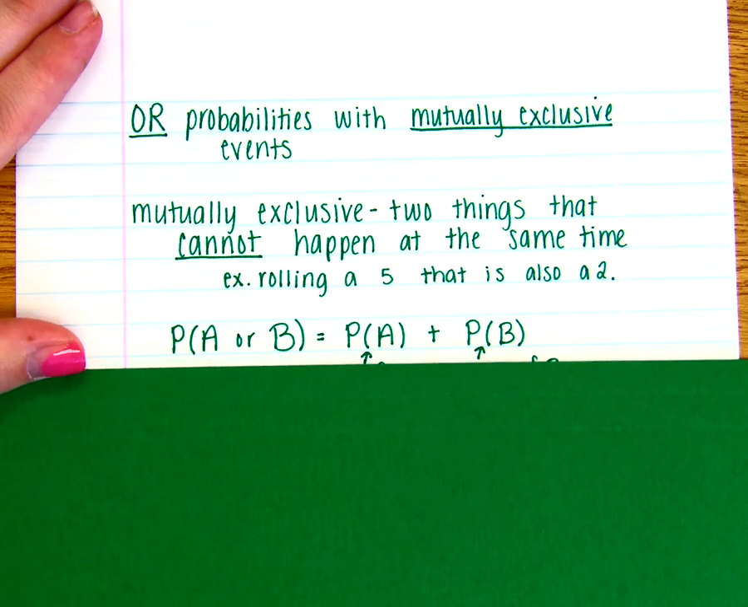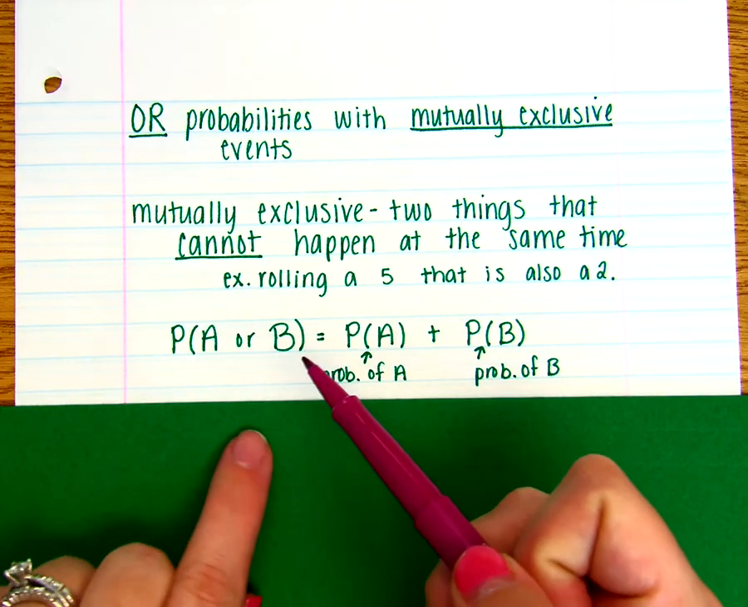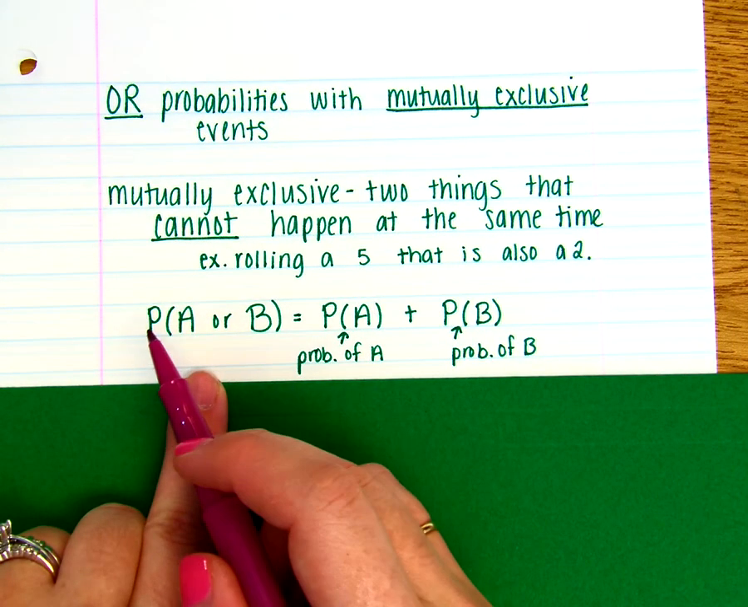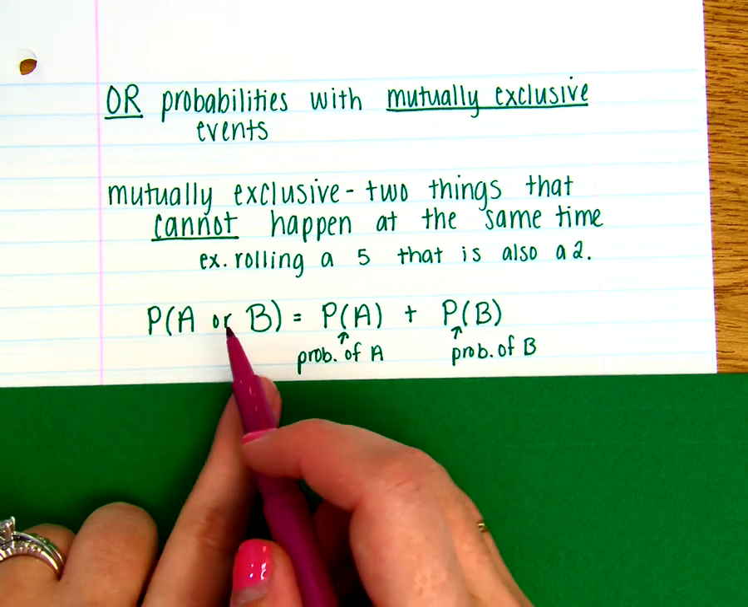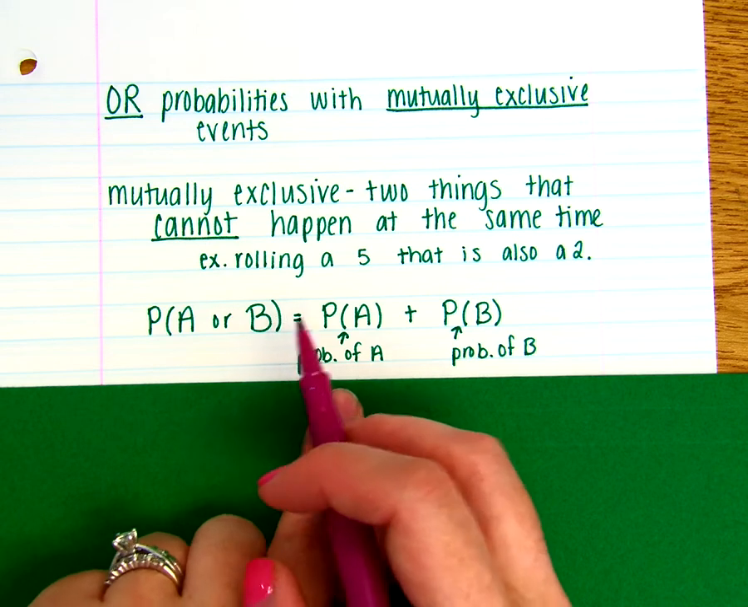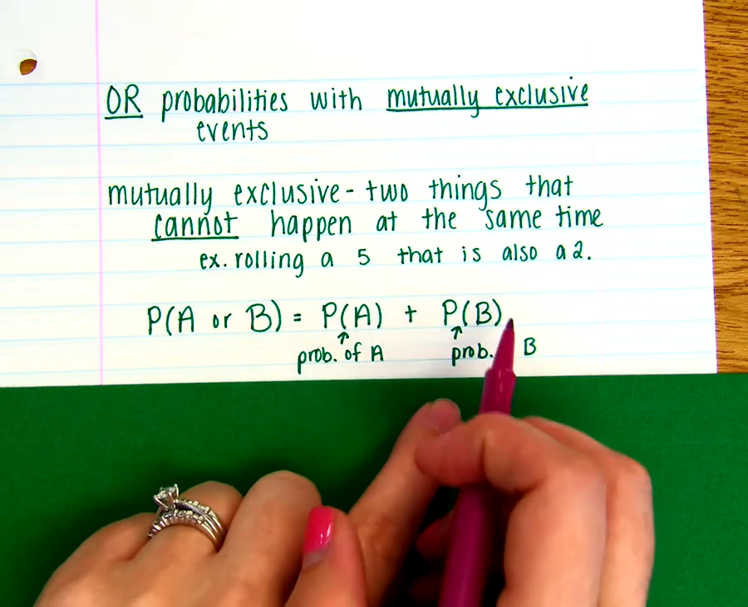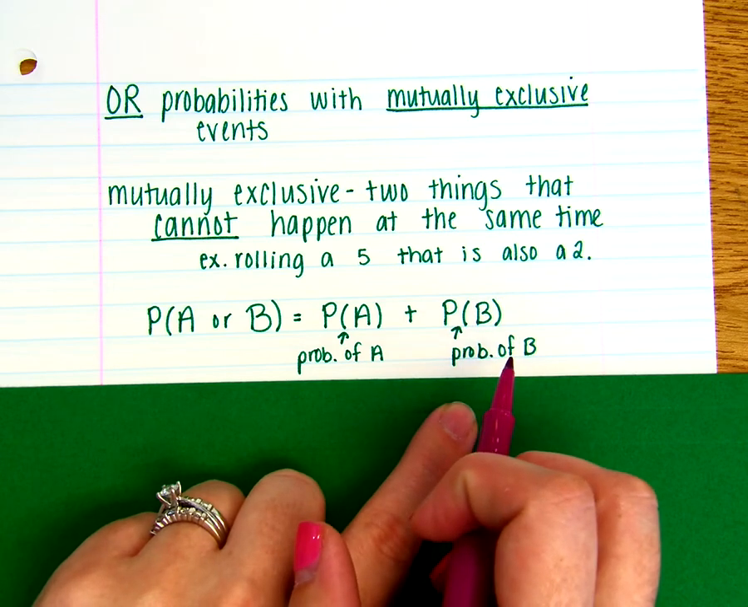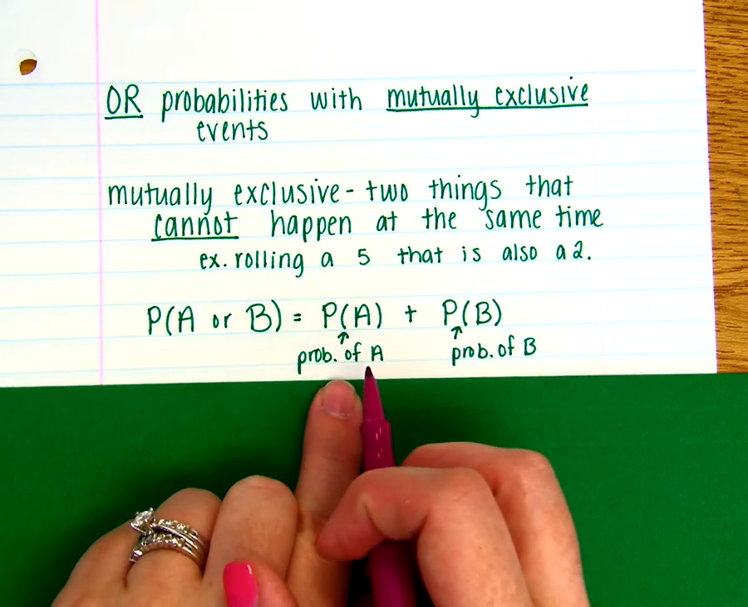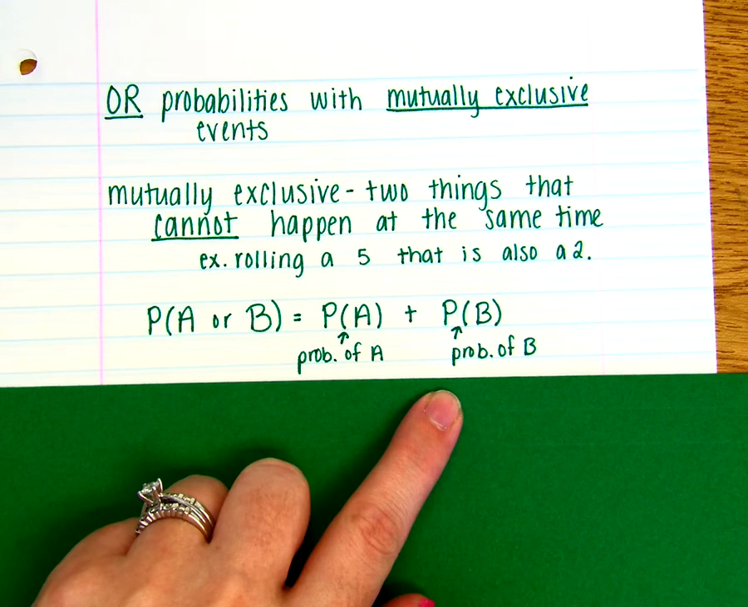There is a formula that we're going to use for OR probabilities with mutually exclusive events. You want to make sure that you pause this and have all this stuff copied down. It says the probability of A or B happening, so we could say like 5 or 6, equals the probability of A happening plus the probability of B happening. So if we want to roll a 5 or 2, it'd be the probability of rolling a 5 and then the probability of rolling a 2, and we would add those two together.